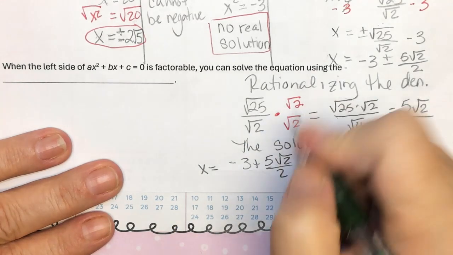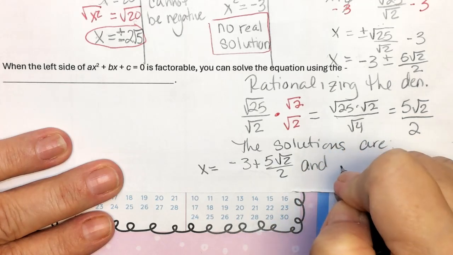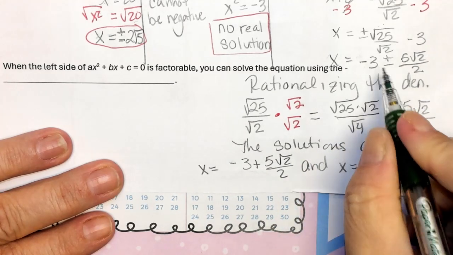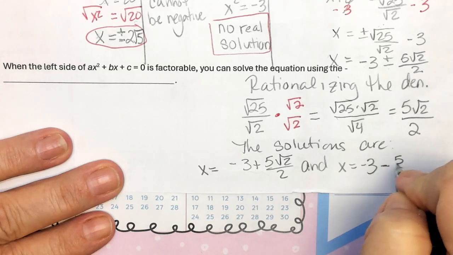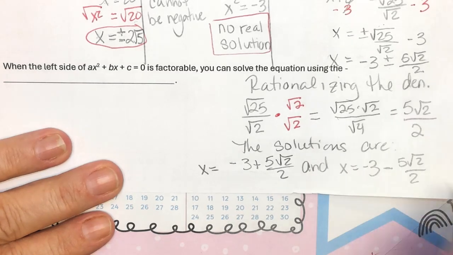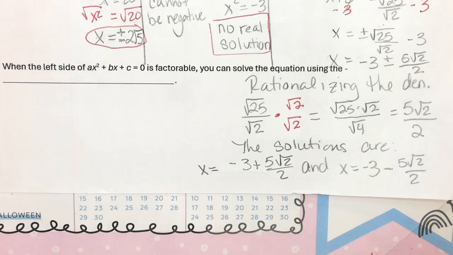All right, and then our other one would be x equals that negative 3 again, but instead of the positive, we're going to have negative. So minus 5 square root of 2 over 2. All right, so that was 3 different types that you may come across.